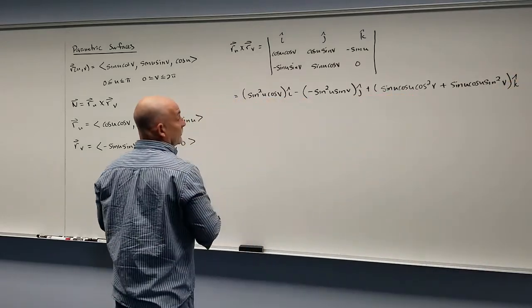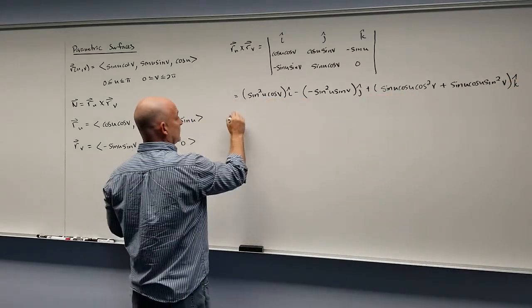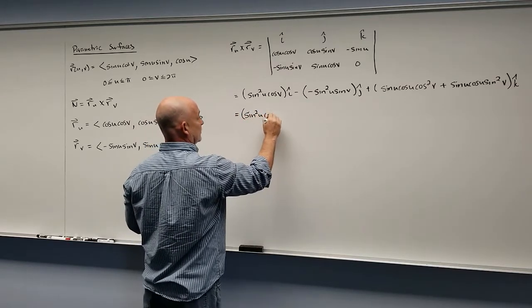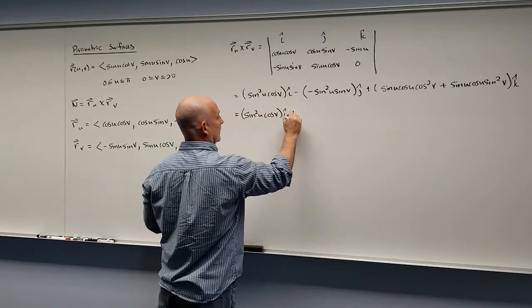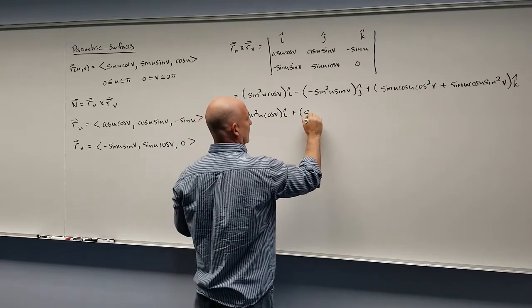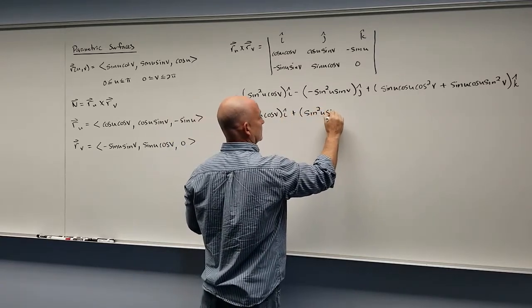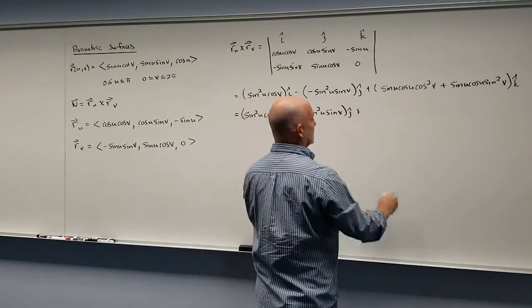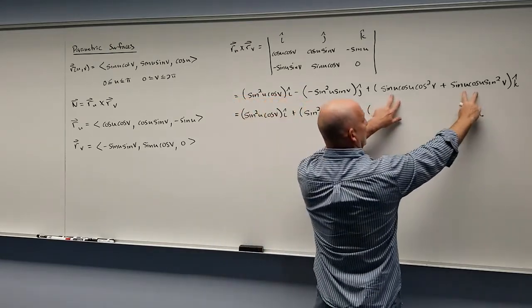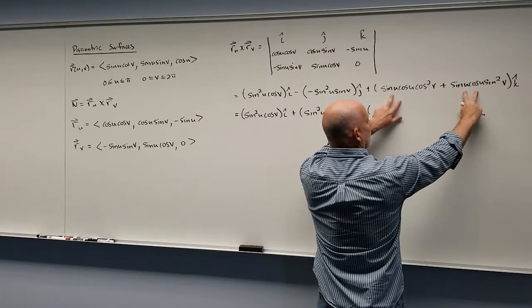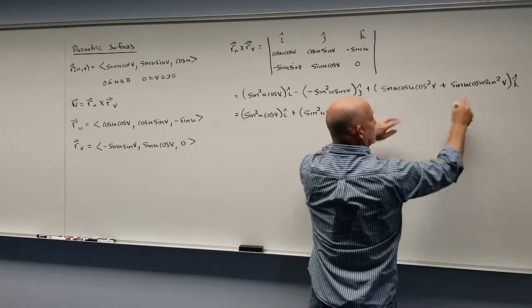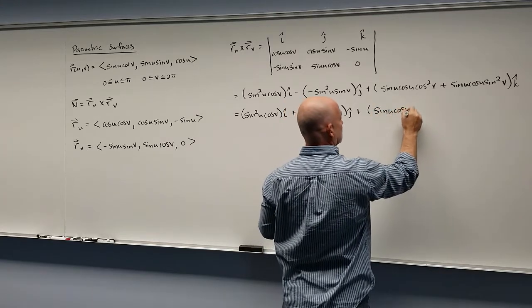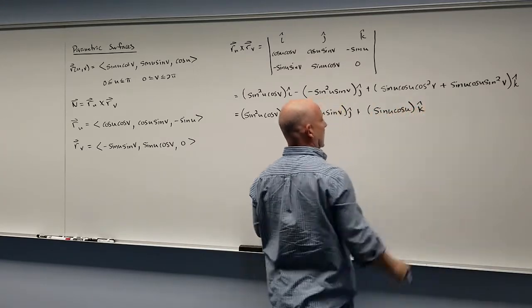All right, let's see if we can clean this up just a little bit. Can't really do much with the first two, so it's sine squared u cosine v i plus sine squared u sine v j plus, we can clean this up just a little bit. Notice if we factor out the sine u cosine u, we have a cosine squared v plus sine squared v. Of course, that's 1, so this is just sine u cosine u k.